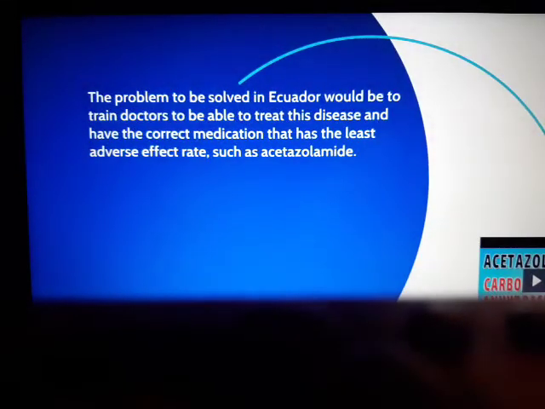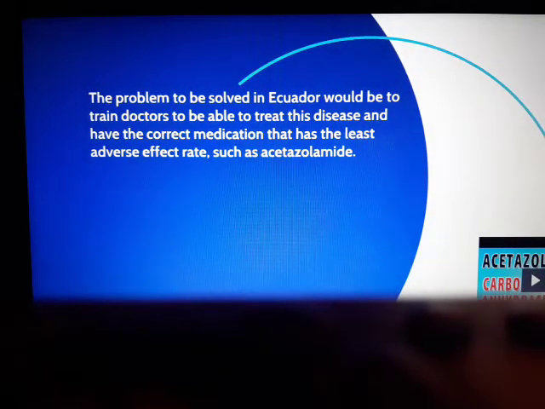Issue applied in Ecuador. The problem to be solved in Ecuador would be to train the doctors to be able to treat this disease and have the correct medication that has the least adverse effect rate, such as acetazolamide.